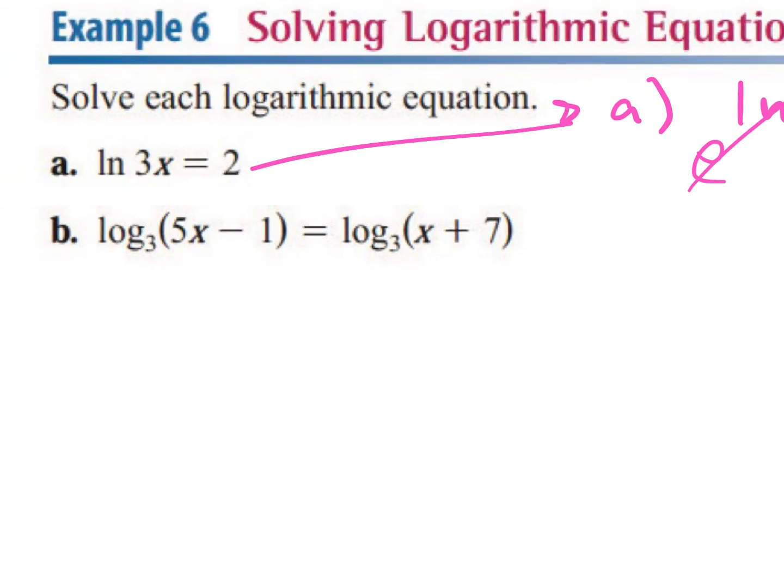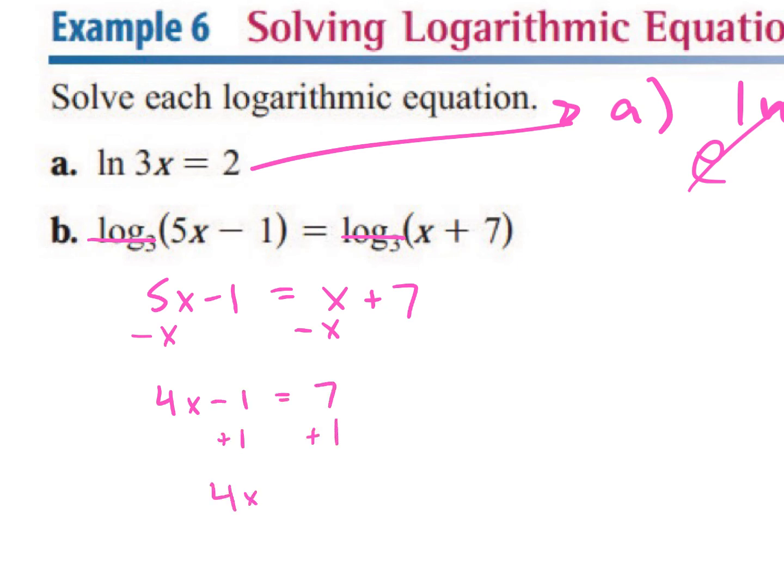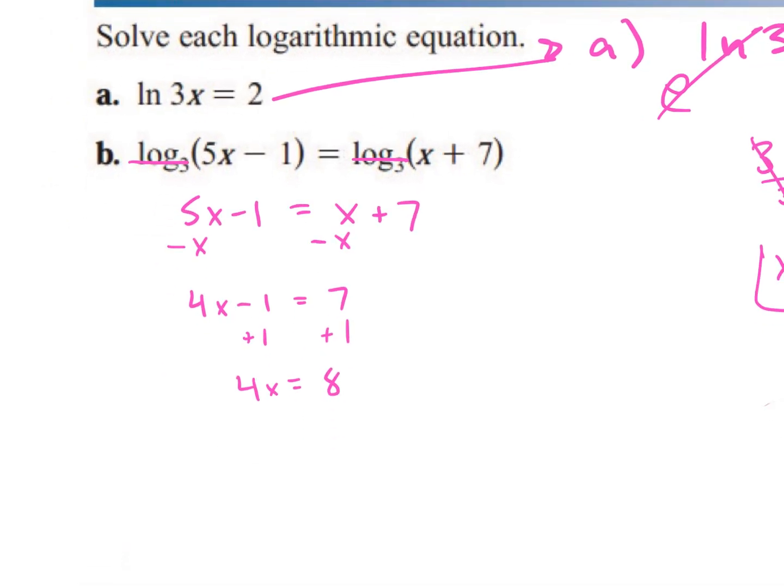Alright, so for this one, if I have log base 3 of 5x minus 1 is equal to log base 3 of x plus 7, what happens? The logs cancel out. Awesome. So 5x minus 1 is equal to x plus 7. How do I solve for x? Like normal. I can subtract x on both sides, so 4x minus 1 is equal to 7. Add 1 to both sides, so 4x is equal to 8. Divide by 4. What's x equal to? 2.